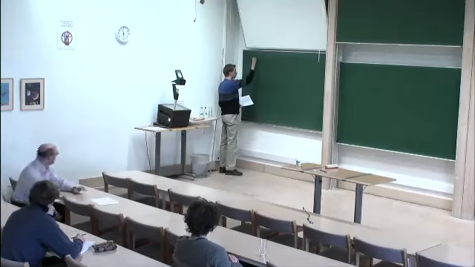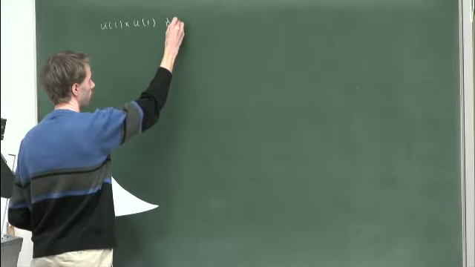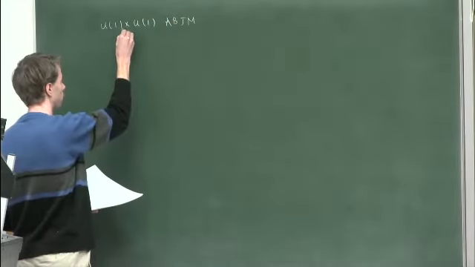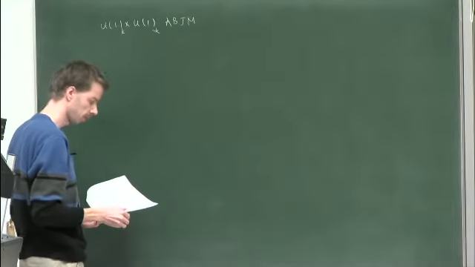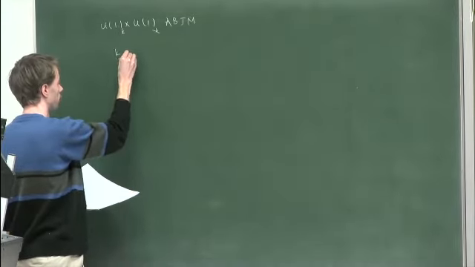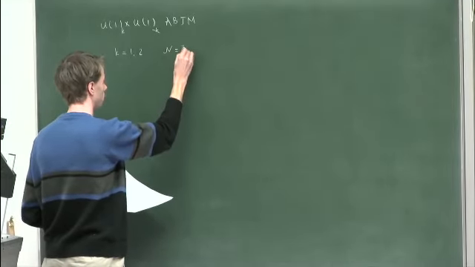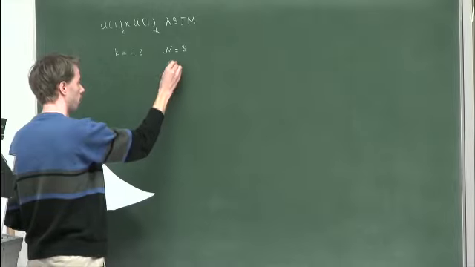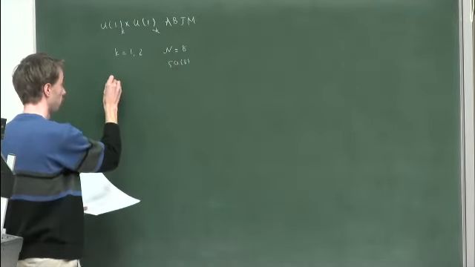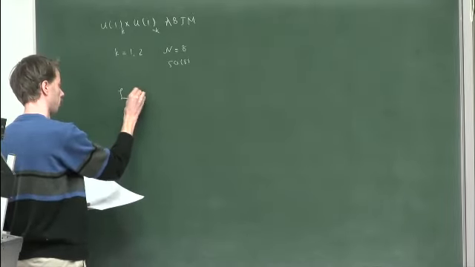So I will start with U(1) times U(1) ABJM and Chern-Simons levels k and minus k. For k equal to 1 and 2, this has N equals 8 supersymmetry and SO(8) R-symmetry. So I will begin with this case. So I consider the Lagrangian.